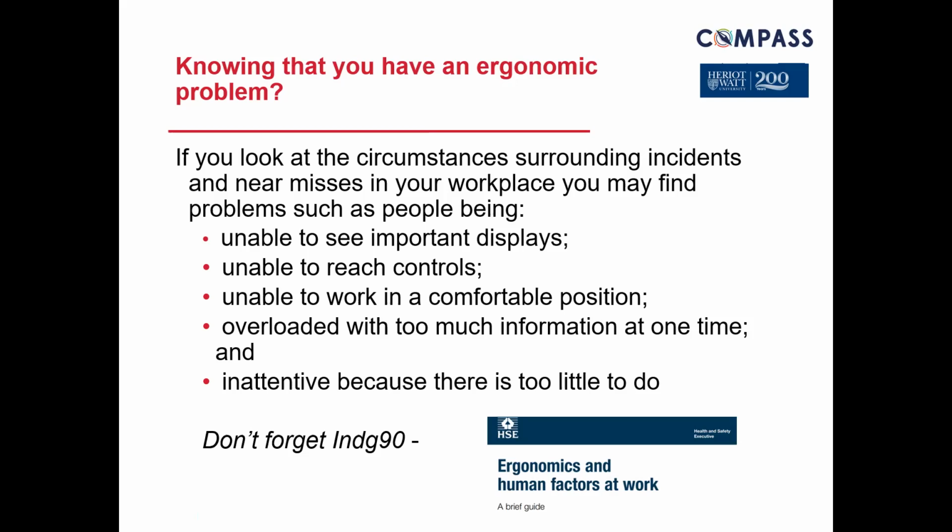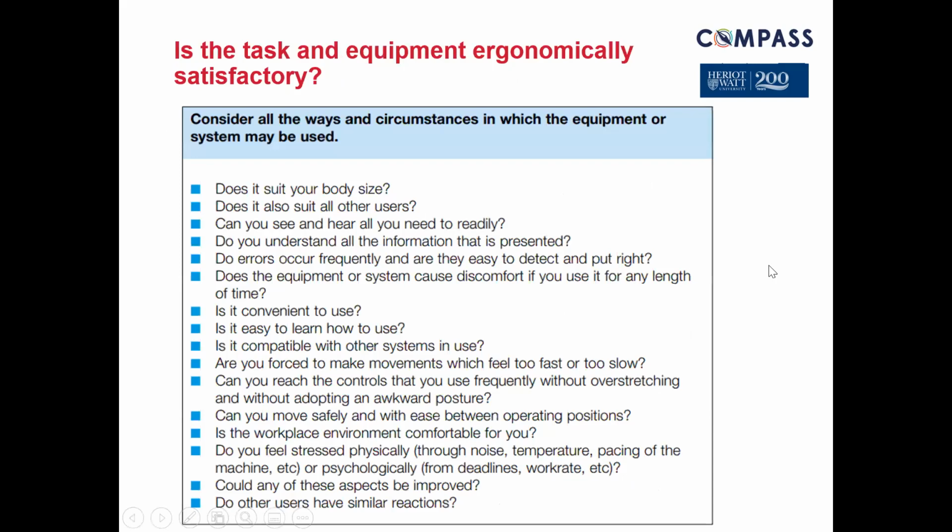So comfortable position comes in there as well. Think about fatigue and the impact of that. Overloaded with too much information, so taking too much in because the signs and signals are too much. And then finally, the inattentive. Sometimes they have so little to do that they switch off, they get bored, they're easily distracted, or even fall asleep or become tired more quickly. So those aspects should be brought in terms of the ergonomic problem and thinking about it. So within that Industrial Guidance 90, it gives you a list of things to consider.